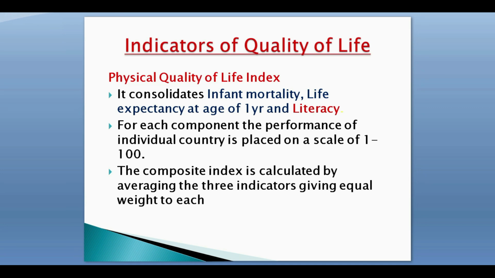Indicators of quality of life. These include the physical quality of life index. It consolidates infant mortality, life expectancy at age of 1 year, and literacy. For each component, the performance of an individual country is placed on a scale of 1 to 100. The composite index is calculated by averaging the three indicators, giving equal weight to each.